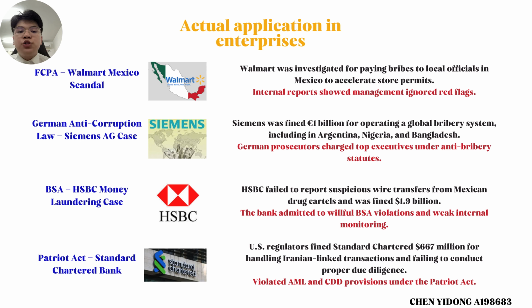This case shows how Germany punishes companies that break anti-corruption laws. Third, HSBC. This bank let drug cartels move money through their system. They did not report it even though they saw something wrong. They broke the Bank Secrecy Act and had to pay 1.9 billion. Last, Standard Chartered Bank. This bank helped move money for people in Iran. They did not check the customers carefully. They broke the Patriot Act and had to pay over 600 million.